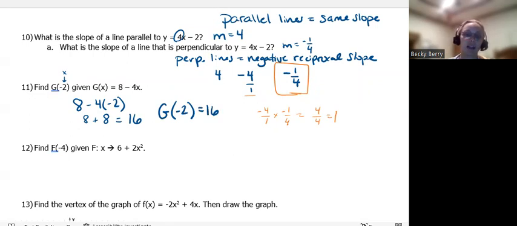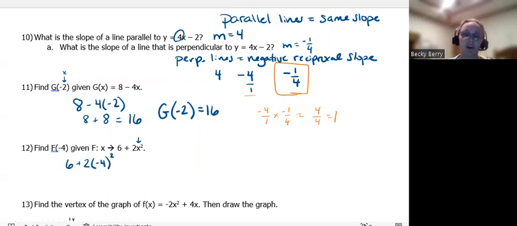Okay, here's a different way to write functions. This is just the arrow notation. It means that the function, when you put in x, will be 6 plus 2x squared. It's the same sort of thing. If I want to find f of negative 4, I'm just going to put negative 4 in for my x. So I have 6 plus 2 times negative 4, and then I square it.